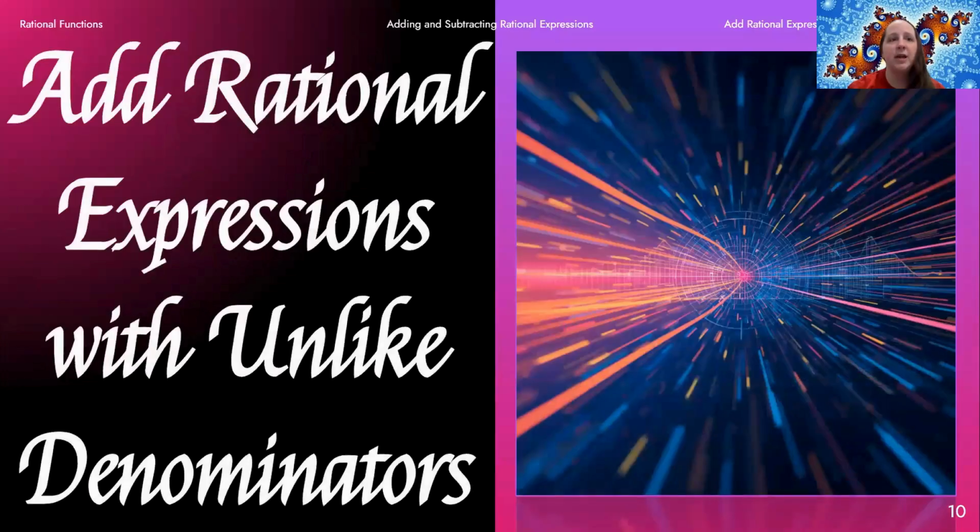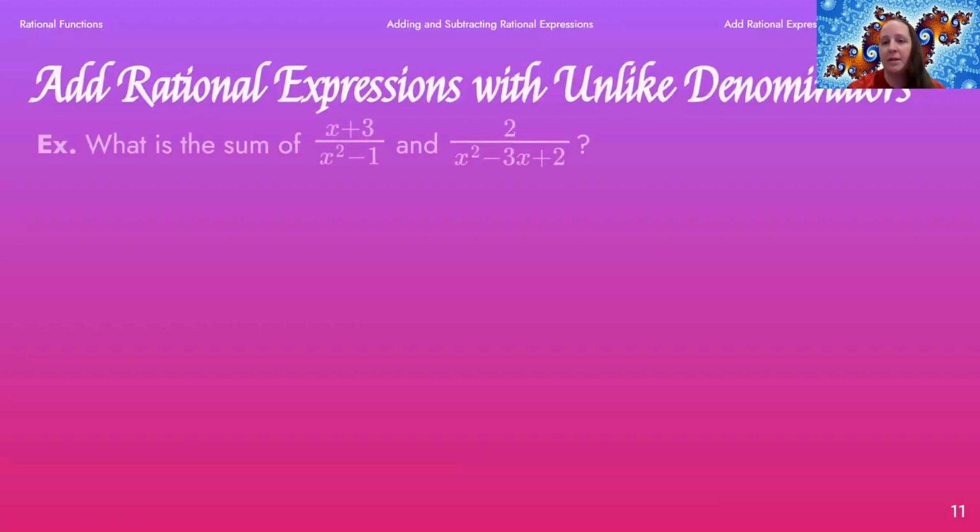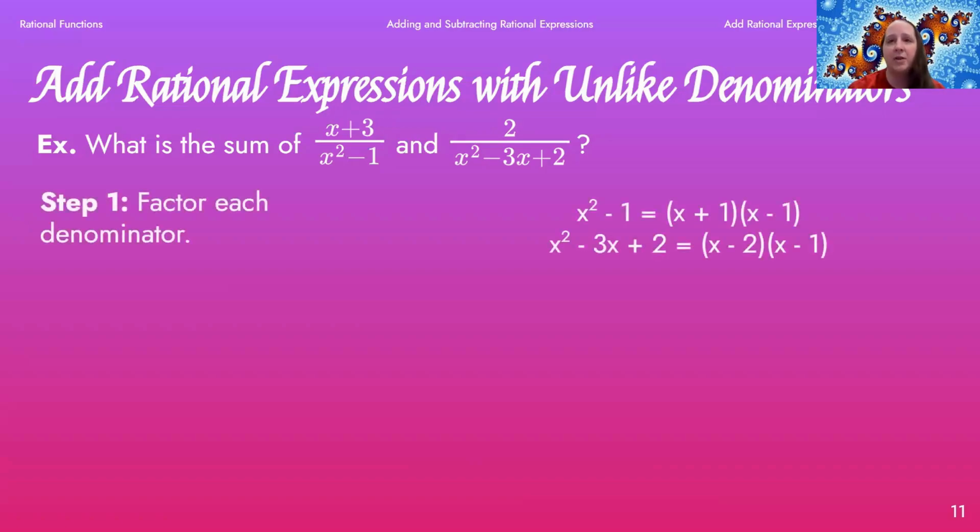Add rational expressions with unlike denominators. Just like with fractions with unlike denominators, you have to find a common denominator in order to add or subtract these fractions. So if I have x plus 3 divided by x squared minus 1 and 2 divided by x squared minus 3x plus 2, I'm going to factor the denominators first. X squared minus 1 is the difference of perfect squares, so that's x plus 1 times x minus 1. X squared minus 3x plus 2 is x minus 2 times x minus 1.